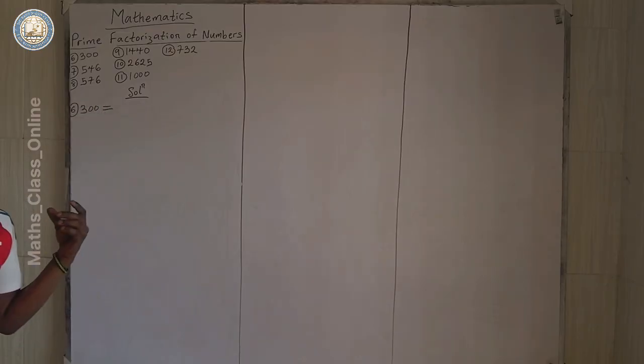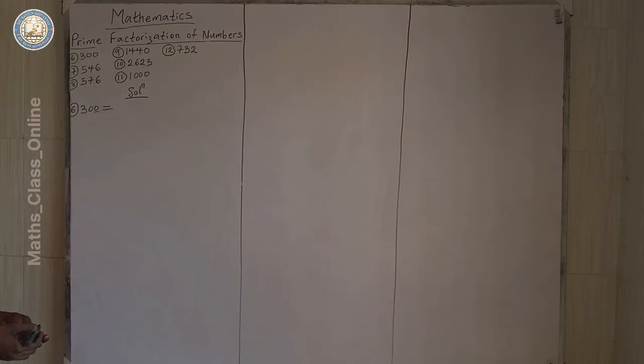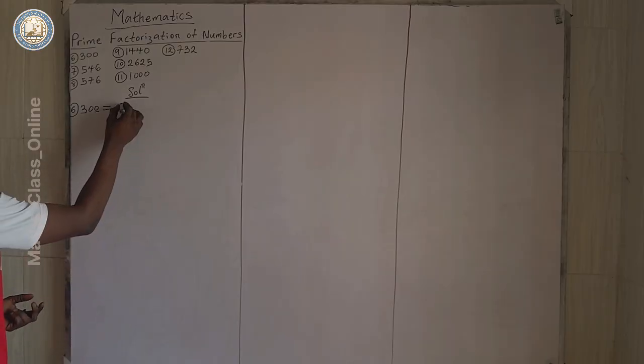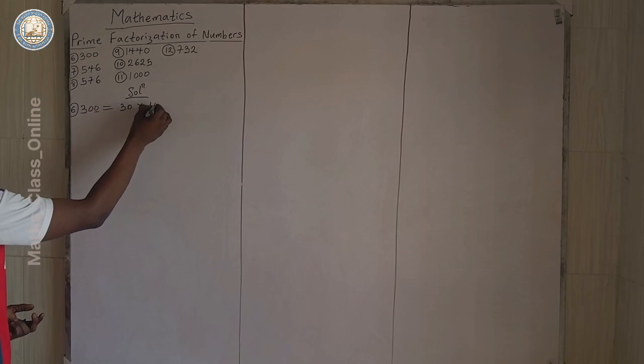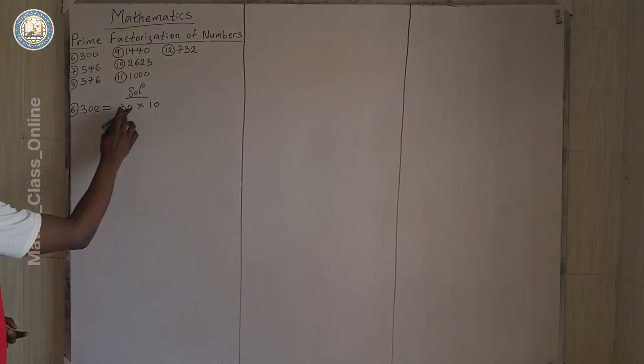The next example, 300. Anytime we have a bigger number like this, let's make use of our divisibility test. The unit digit here is what? 0. That means 300 is divisible by 10. 30 times 10. Also, the unit digit here is 0. 30 is divisible by 10.